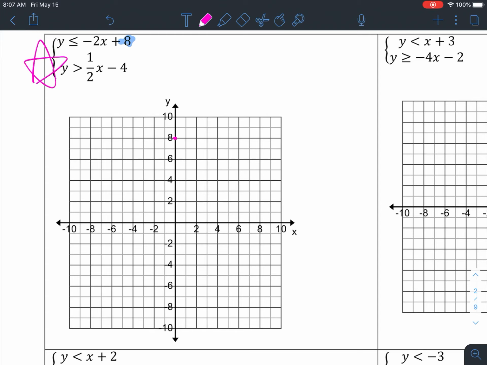We know it's going down negative 2. So we're going down 2 over 1, down 2 over 1, and continue down 2, 1 each time across the graph. Because we have this sign right here, we know it's a solid line. So we are just going to connect our line just like so.